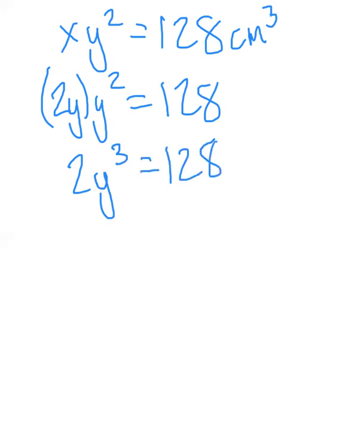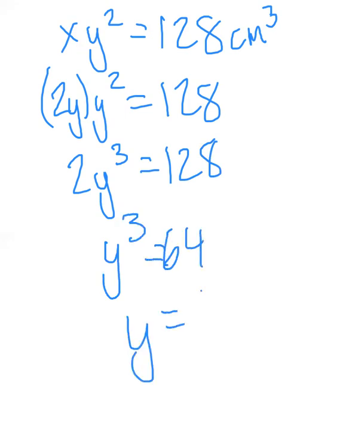I divide both sides by 2. I have y cubed is equal to 64. Therefore, y is equal to 4. And I'm going to make sure I include my units, which is centimeters. Next, I'm going to skip 18. Y'all should be able to do that one on your own. The next question is 5.